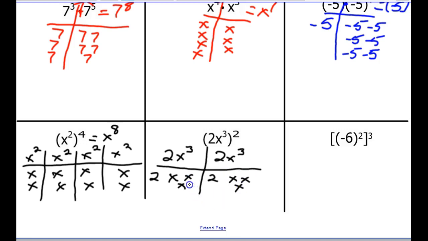So we're going to count this up separately. How many 2's do we have? Well, we have 2, so 2 squared. Then we have 1, 2, 3, 4, 5, 6 x's, so x to the 6th power. 2 squared we can do, which is 4, times x to the 6th power. Our best answer is 4x to the 6th power.